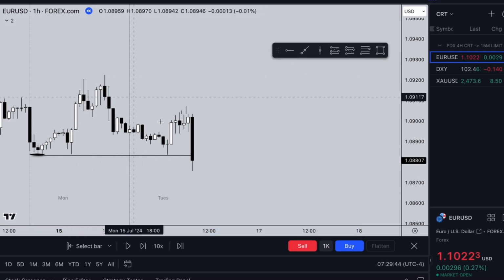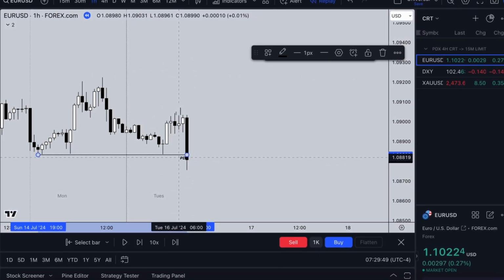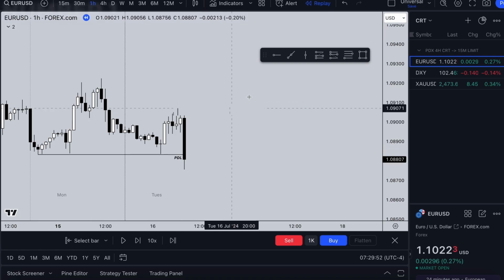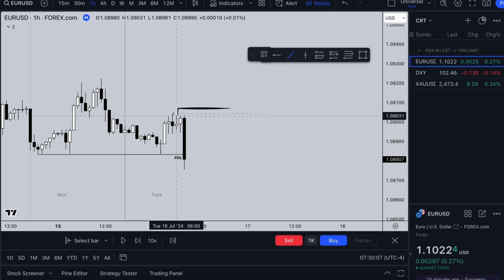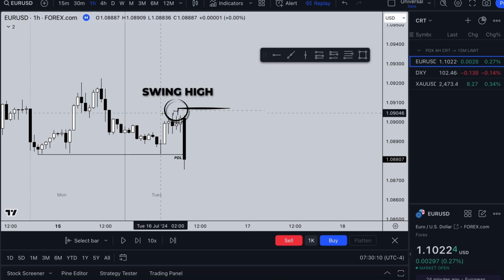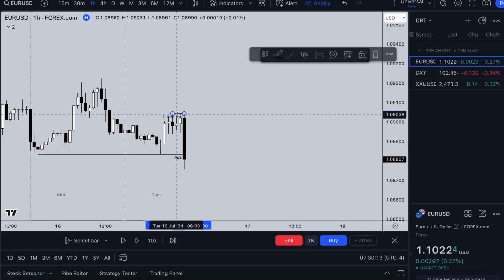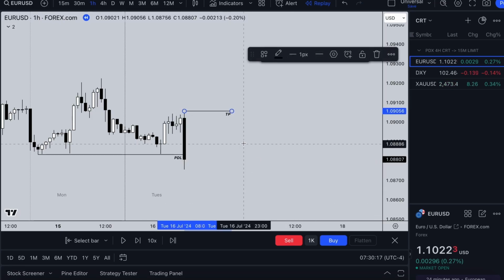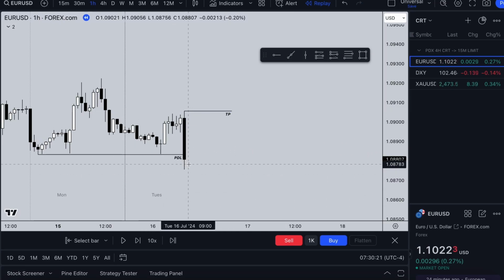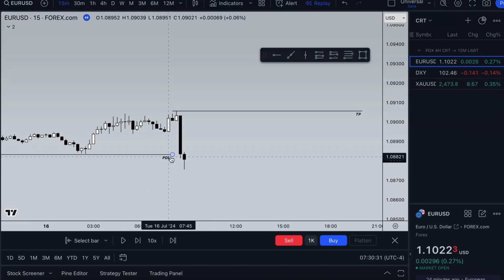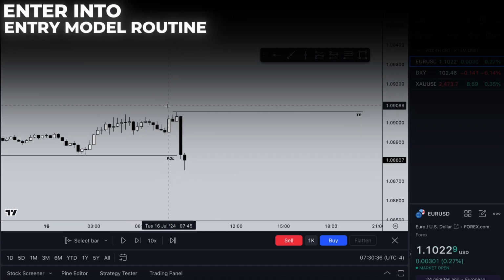We can get rid of the highs, no longer needed. And what we are going to be looking at from this point is, number one, a place for us to take profits, and I'm already liking what I see here in terms of the high, because once the second hour forms, you'll see it turns into a swing high, as well as it also being a swing high that has taken out liquidity. So look, this is a good target for us here, as what we want to be doing is we want to be making use of the reversal back after the news manipulation move. So what we'll do, we'll go down onto the 15-minute time frame and enter into our entry model routine.